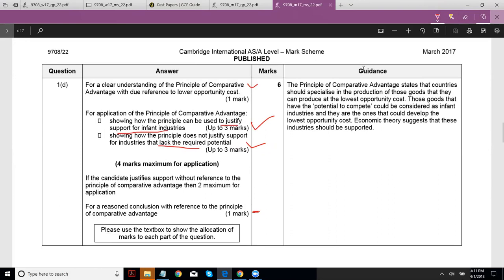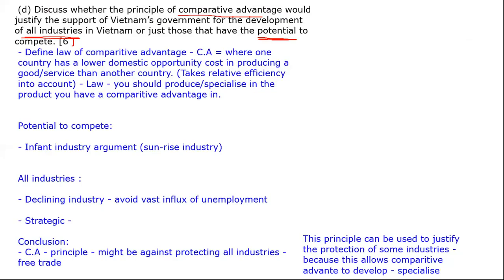And let's read the guidance. The principle of comparative advantage states that countries should specialize in the production of those goods that they can produce at the lowest opportunity cost. Those goods that have the potential to compete could be considered as the infant industry, and they are the ones that could develop the lowest opportunity cost. Economic theory suggests that these industries should be supported. So if you go back to what we wrote, I think it is similar. It is along the lines of what we needed to write.